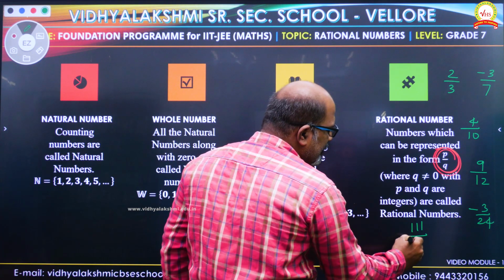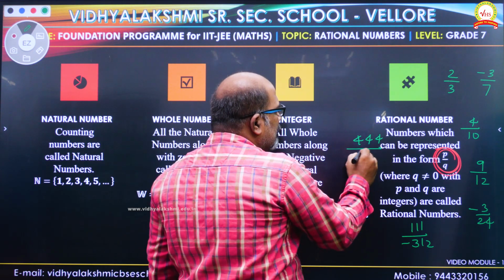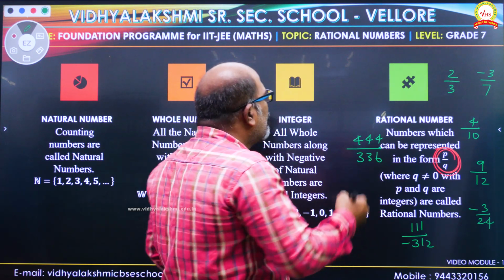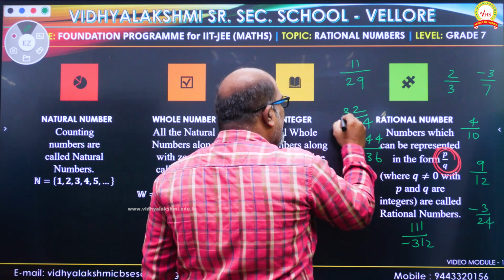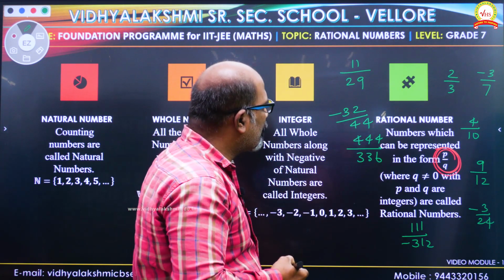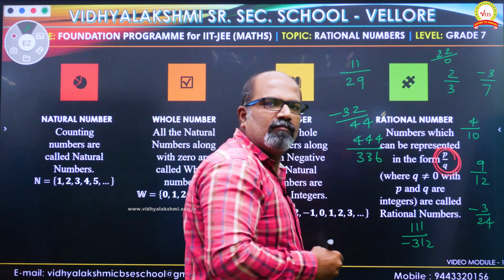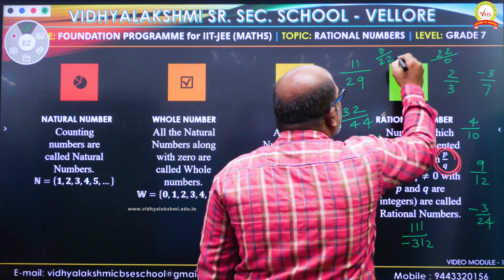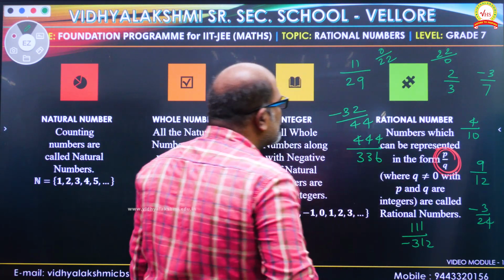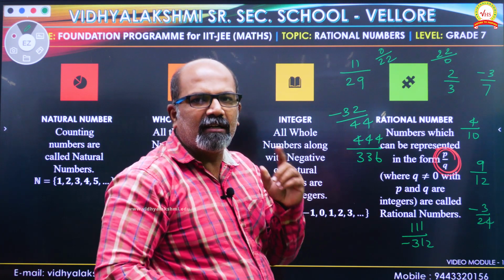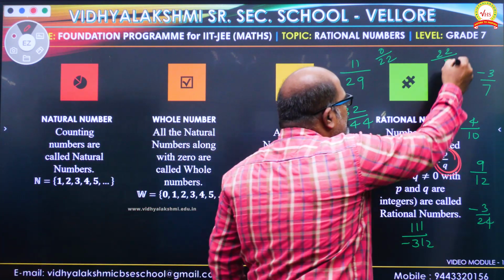111 by minus 312, 444 by 336, whatever it may be. So 11 by 29, 32 by 44, it may have a negative sign also, either in the denominator or in the numerator. 22 by 0, 0 by 22. But one thing you have to notice here, of all the written numbers, only one number is actually not suitable here. What is that? It is 22 by 0.